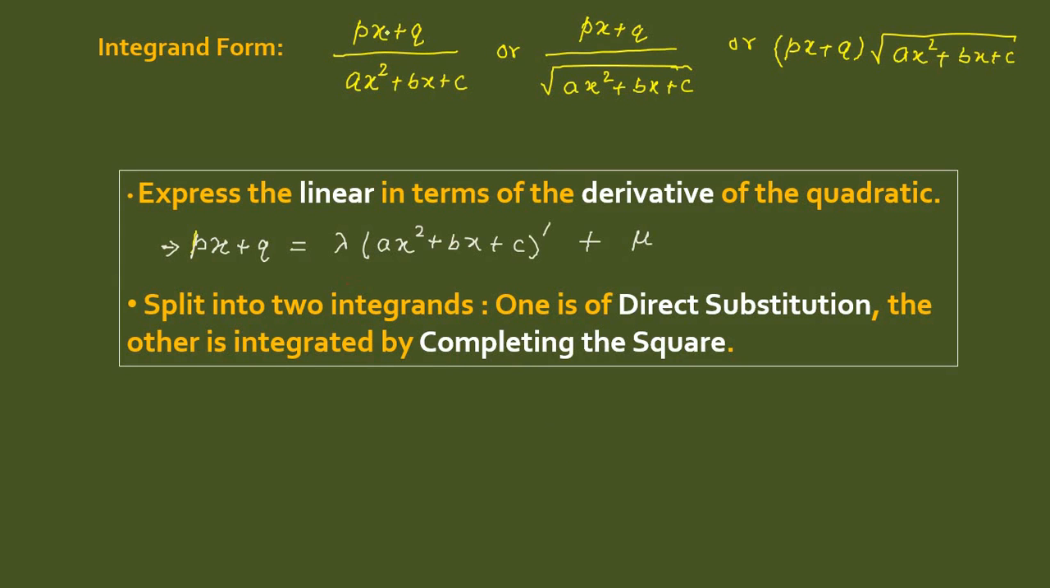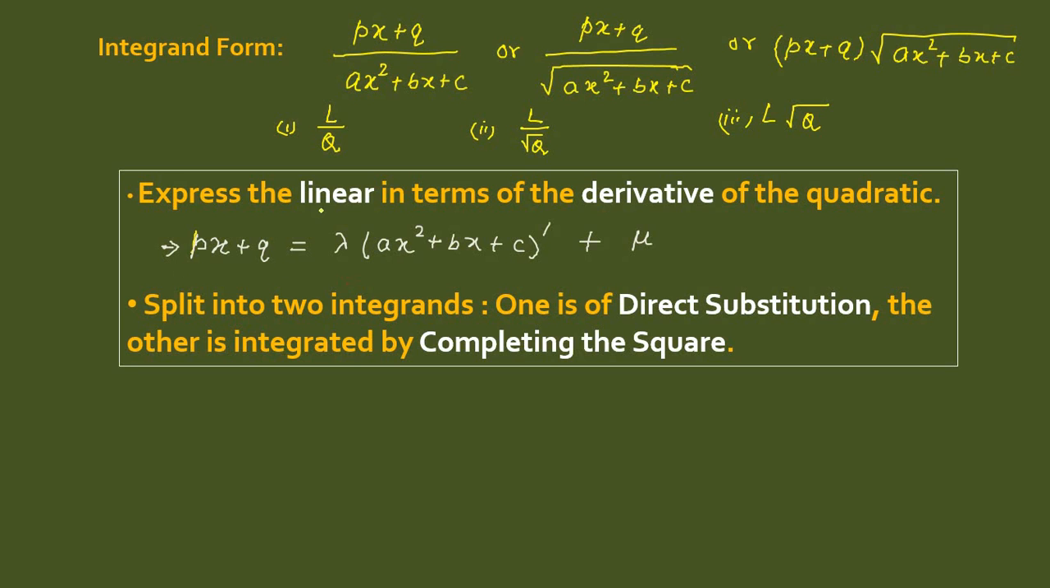The integrand form should be (px + q) over (ax² + bx + c), or (px + q) over the square root of (ax² + bx + c), or (px + q) times the square root of (ax² + bx + c). So we can say precisely that it is a linear by a quadratic, a linear by a root quadratic, or linear times root quadratic. In any of these situations, we have to do two things.